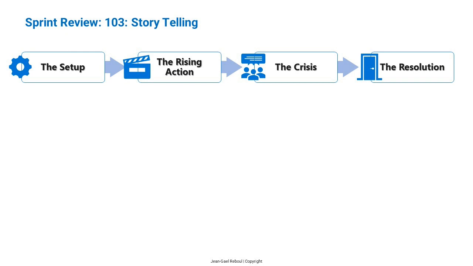Then, we have the rising action. This is the part of the story where the tension increases and the stakes are raised. The main character faces obstacles and challenges, and the story builds towards the climax, a crisis of some sort. The rising action is also where you do your best to engage the audience so that they are fully invested in the story. Then, we have the crisis, the turning point in the story where the challenges reach their highest point, and the main character must make a crucial decision.